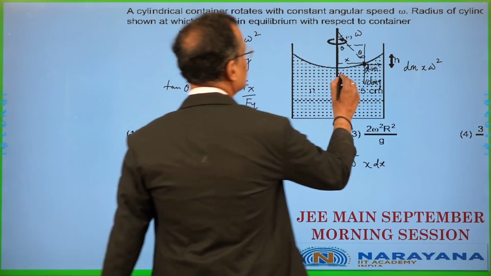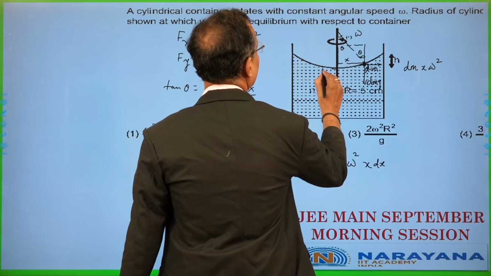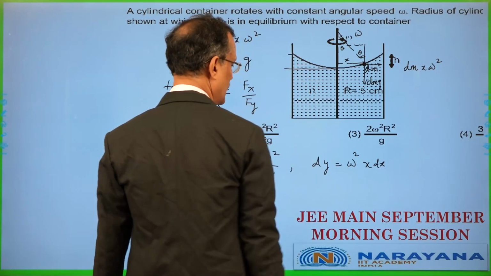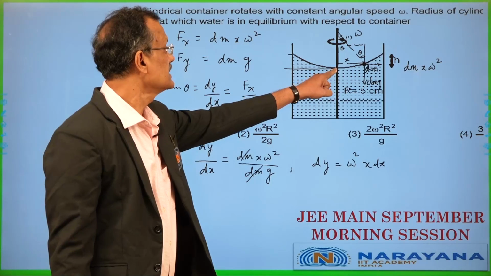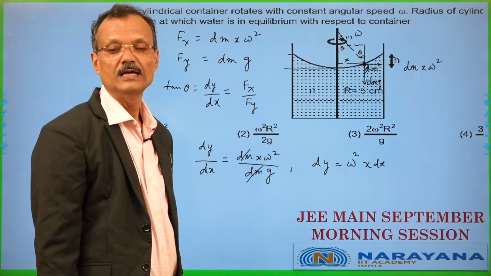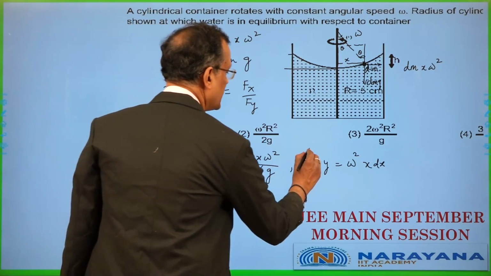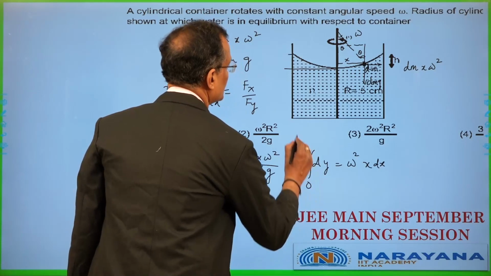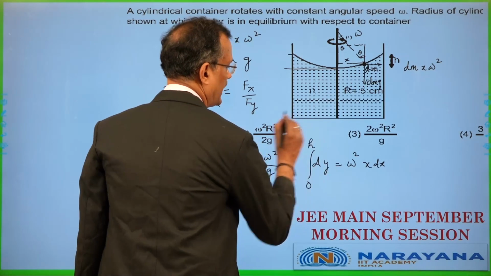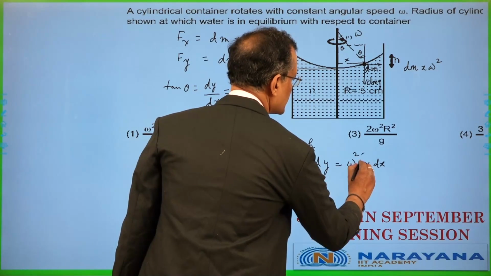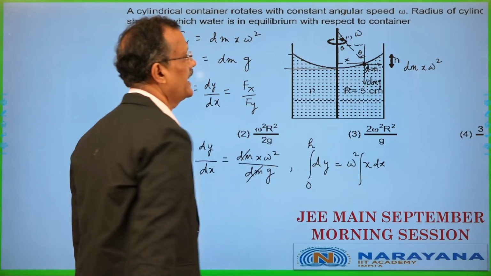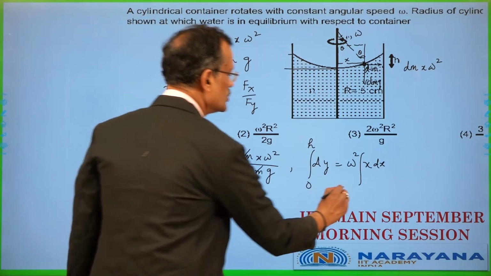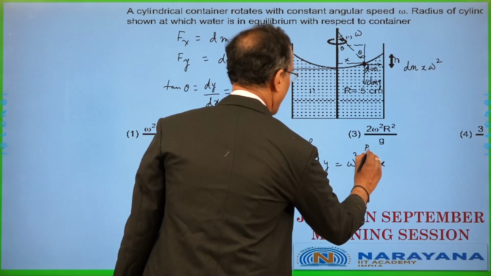I want this height from here till here. So the value of dy from center to this height is h. So I am integrating it from 0 to h, and x you are taking from 0 to the radius of the cylinder, 0 to r.